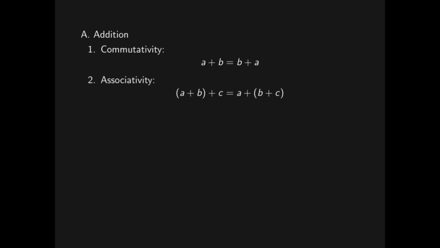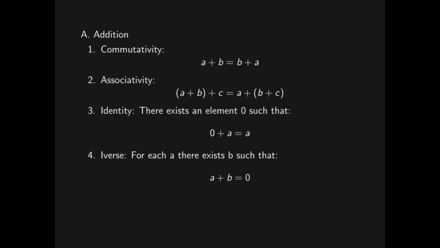A. Addition. 1. Addition is commutative, that A plus B equals B plus A. 2. Addition is associative, that A plus B in parentheses plus C equals A plus parentheses B plus C, that we don't need parentheses to add many things together. 3. Addition has identity, that there is an element we call 0, such that 0 plus A equals A. 4. Addition has inverse, that for every A there is a B such that A plus B equals 0. We call B minus A.